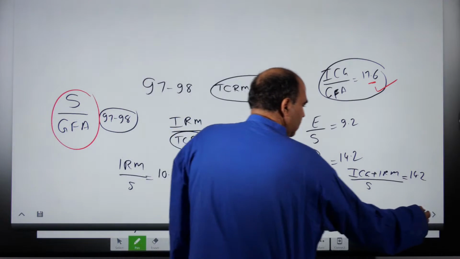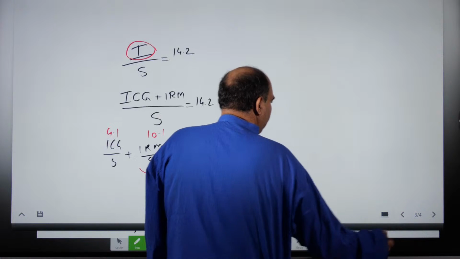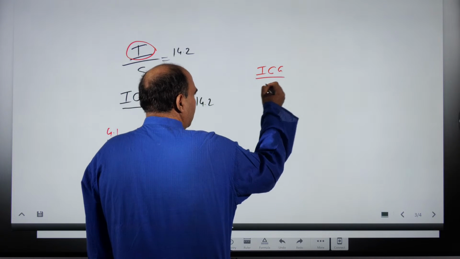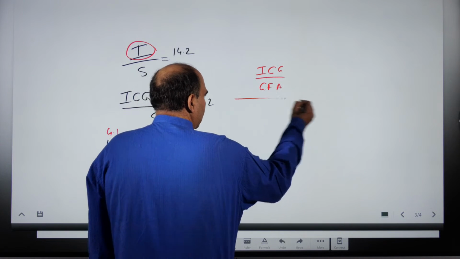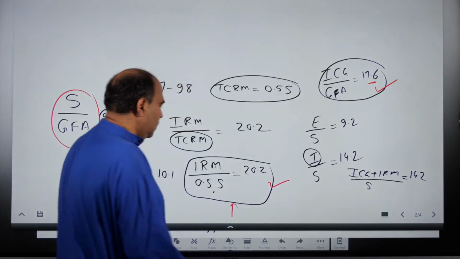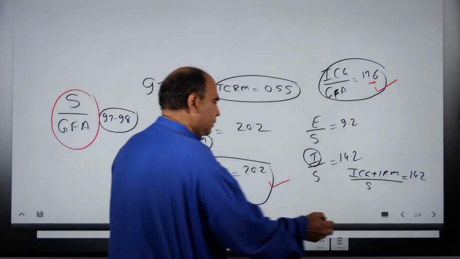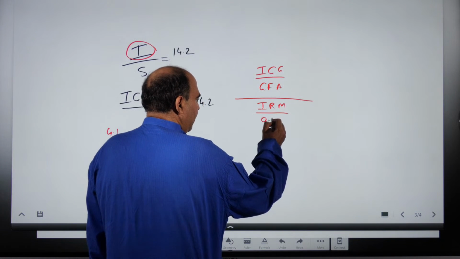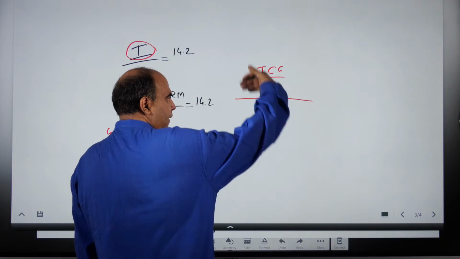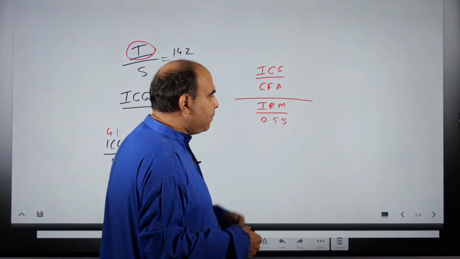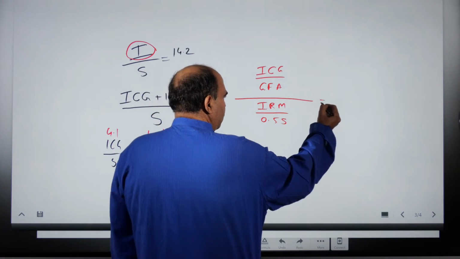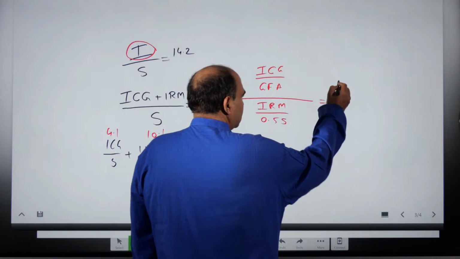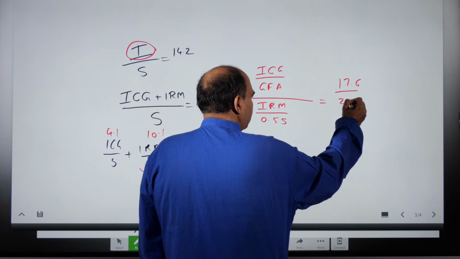right? Let me put this on a new slide, or let us put this on this. ICG upon GFA, if I divide this by IRM by 0.5s. Now, why am I doing this? Because I realized that if I use this, the 0.5s will go on the top and GFA into IRM will become the denominator. I get a ratio, and this ratio we know is 17.6 upon 20.2.